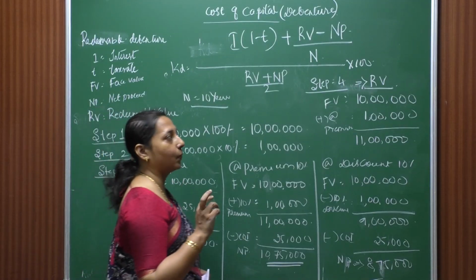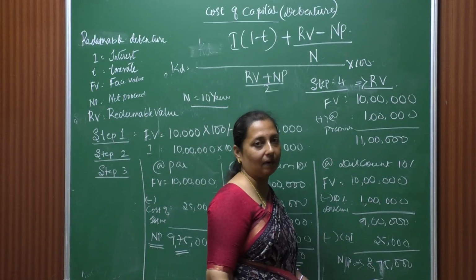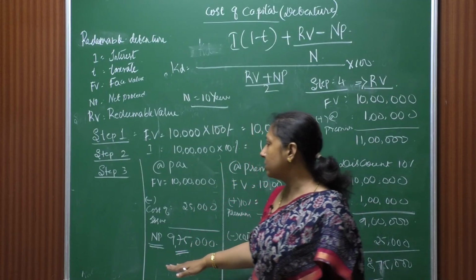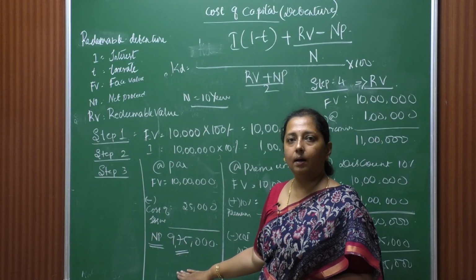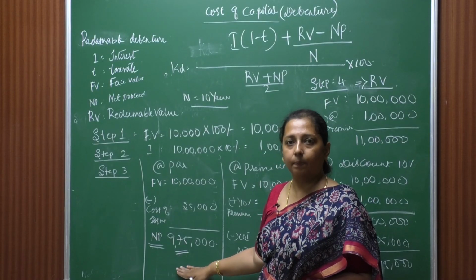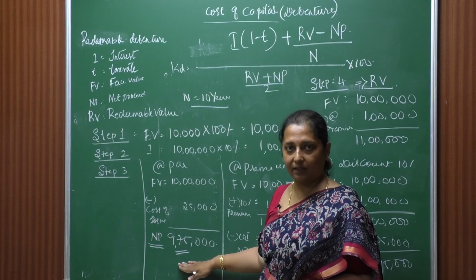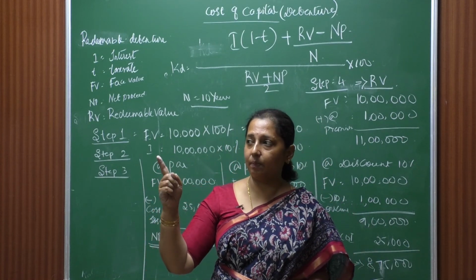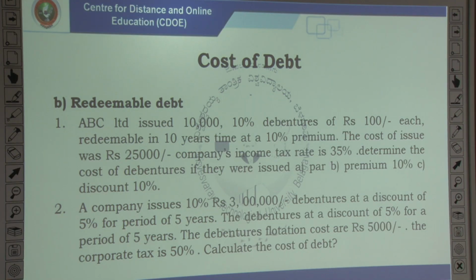Now, step 4, calculation of redeemable value. In the first situation, I issued at face value, that is par value, for 9,75,000. What is the redeemable value? I have specified ABC Limited issued 10,000 10% debentures of rupees 100 each, redeemable in 10 years at a premium. So, it is being redeemed at a premium.